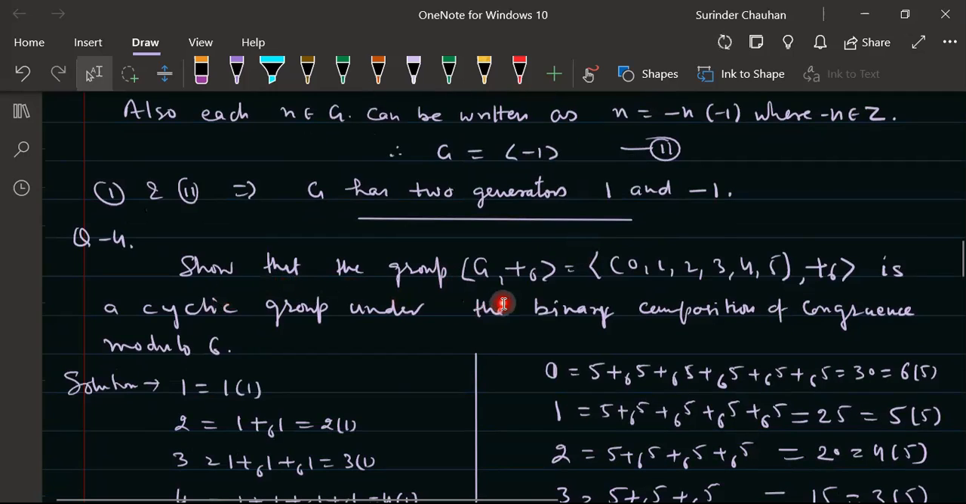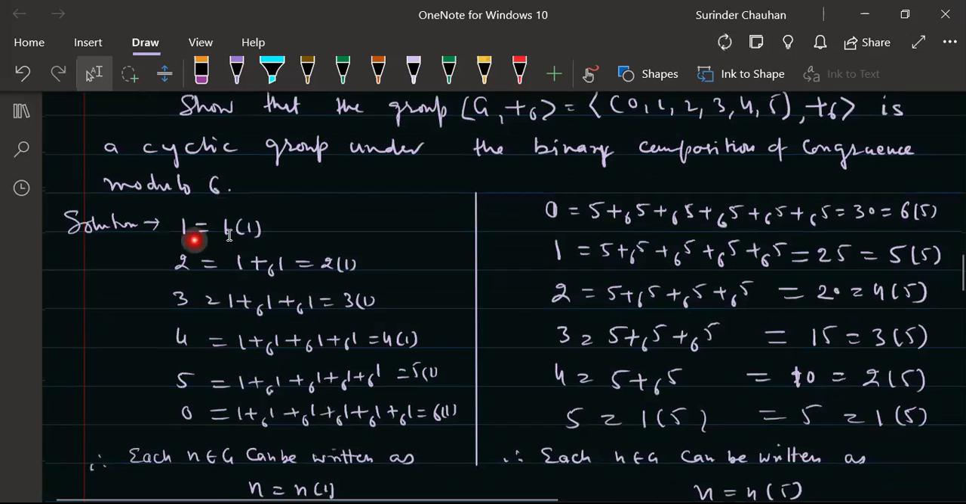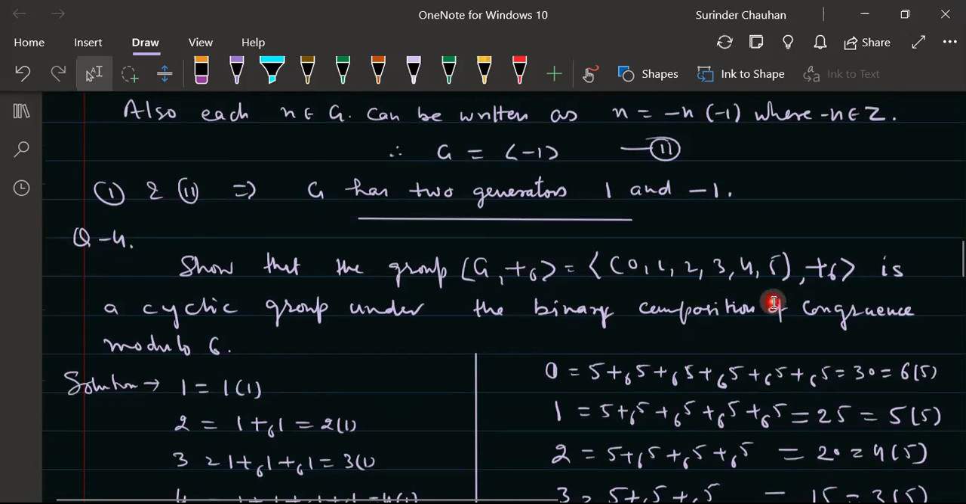Show that the group G under the binary composition addition modulo 6, where G contains the elements 0, 1, 2, 3, 4, 5, is a cyclic group under the binary composition of congruence modulo 6. Now let's see what the elements are: 0, 1, 2, 3, 4, 5.